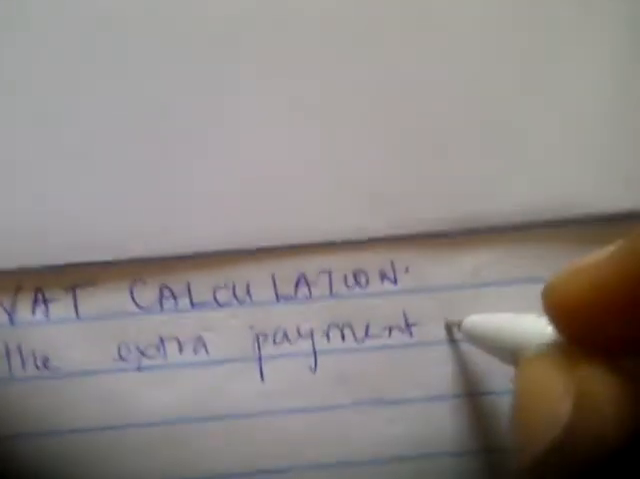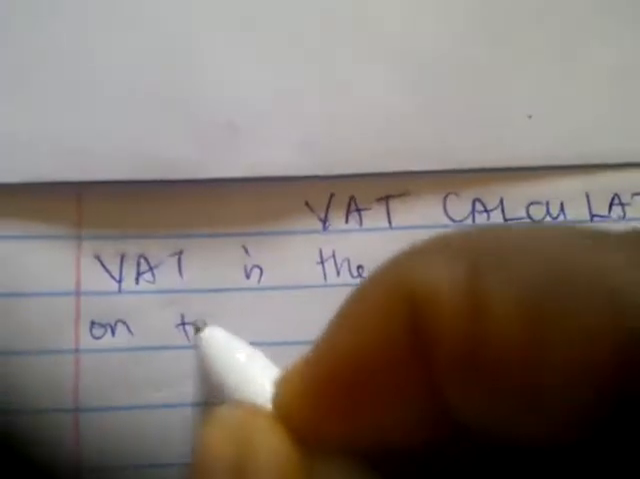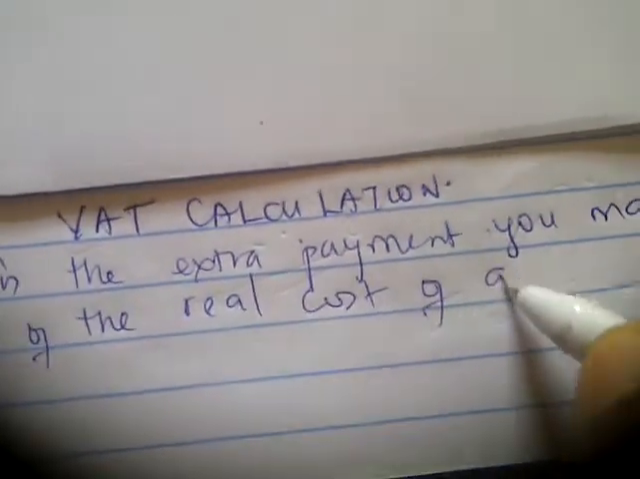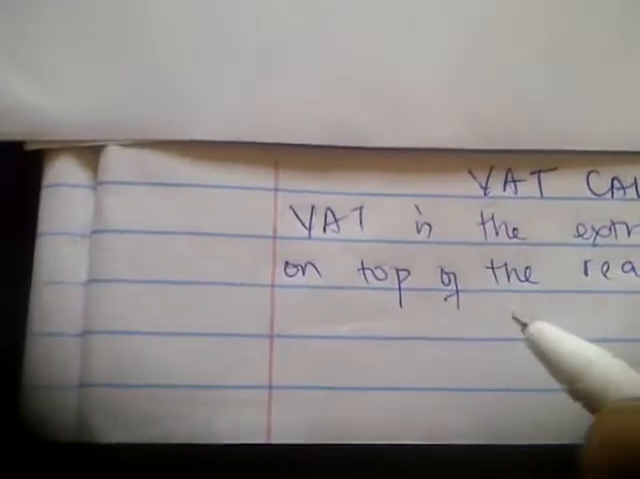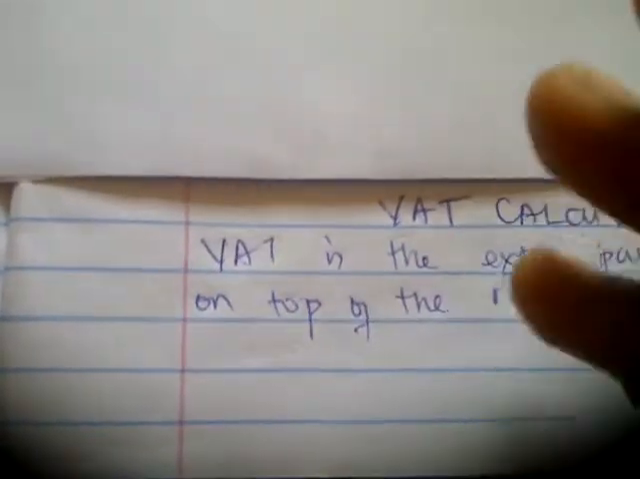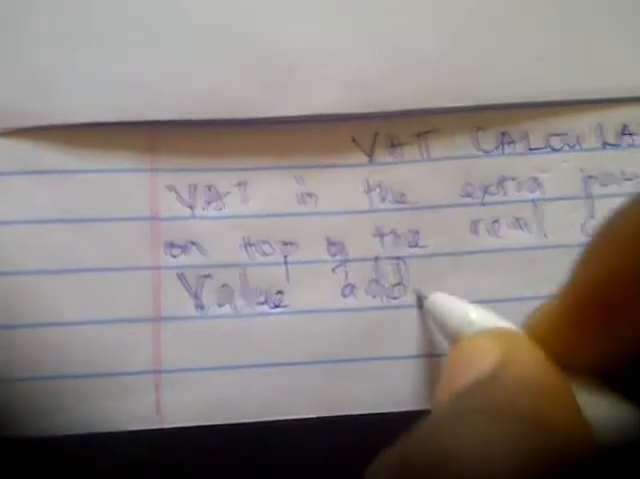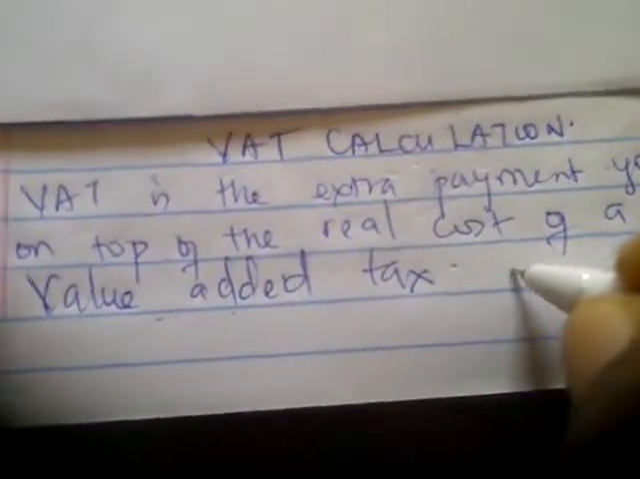VAT is an extra payment you make on top of the real cost of a product. In other words, to give you a more explained definition, it is a value added tax. That's the meaning of VAT, value added tax, and it's a type of consumption tax.